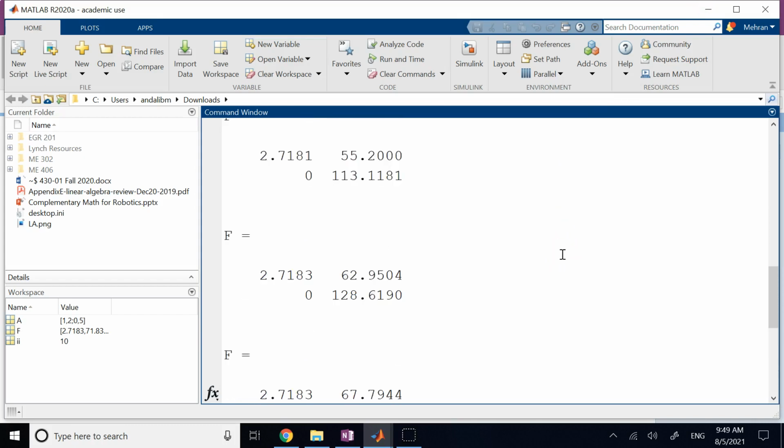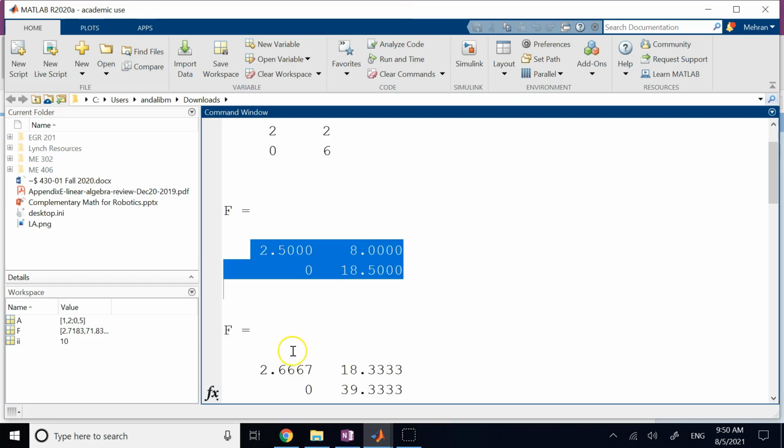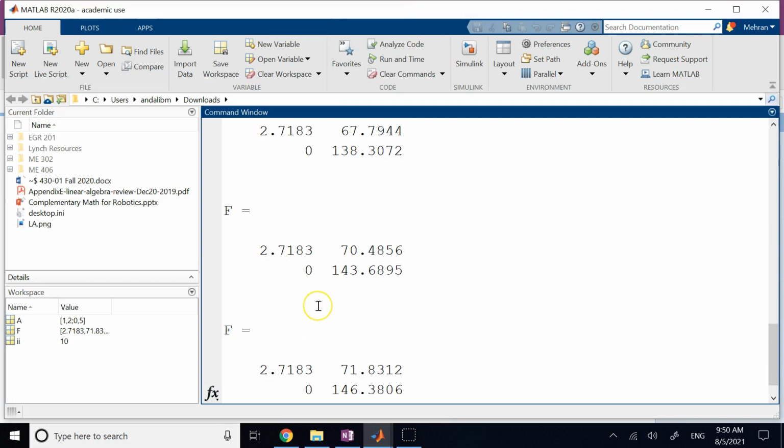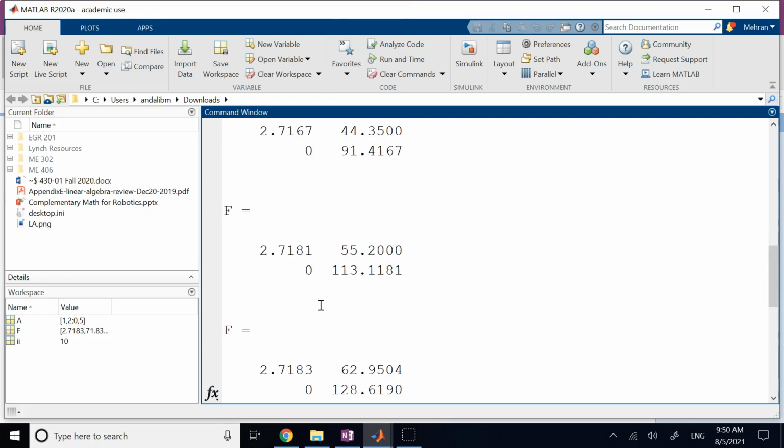So take a look here. When we first start with i number 1, you get this one. You go i number 2, you get this one. I number 3, i number 4, 5, 6, 7. And after some power, if you take a look, you see that the numbers are barely changing.